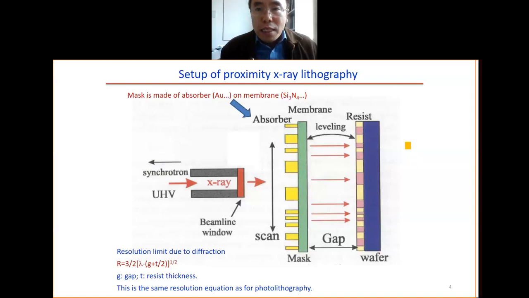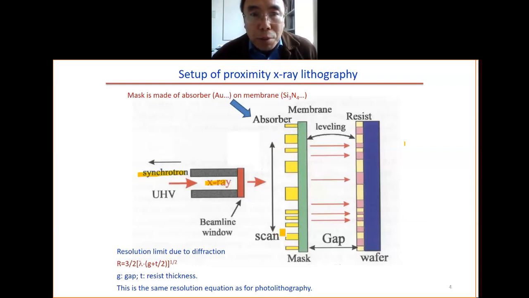This is the basic setup of X-ray lithography. As you can see, it's very simple. Here we have the wafer coated with the resist. Here we have the mask. This is similar to the photomask. The setup is similar to photolithography. But the difference is that, one, for normal proximity optical lithography, we have a broad beam. But for X-ray, the beam from the synchrotron radiation is not broad. The beam size is not so big, so we need to scan the beam across the mask surface.